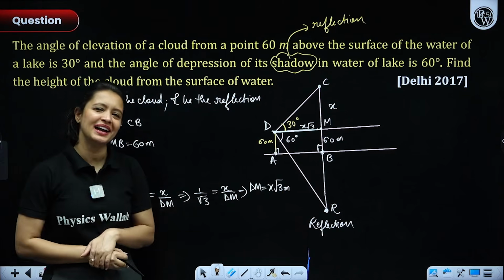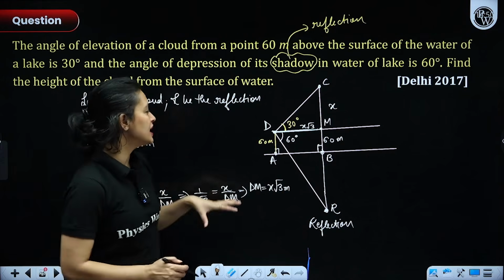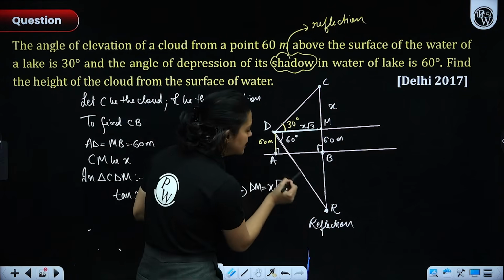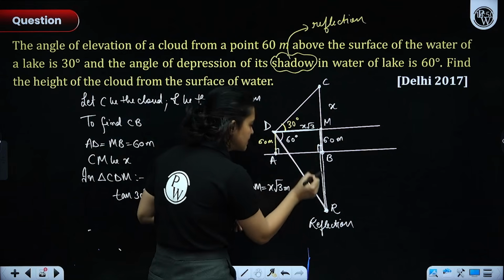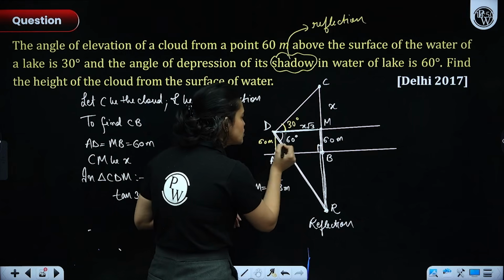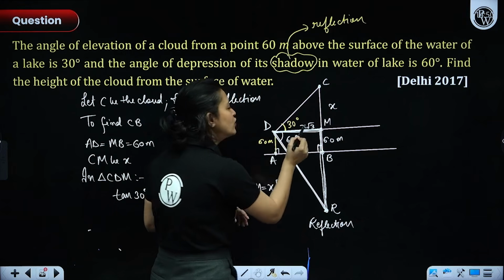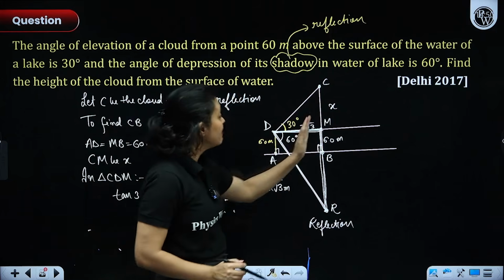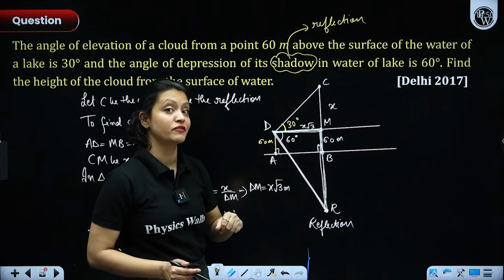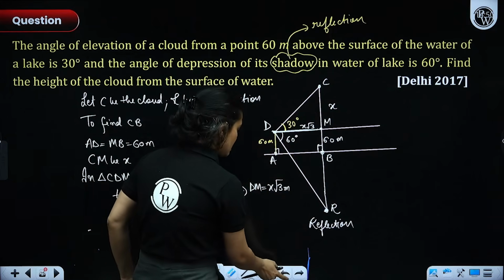Why did I do that? Why did I figure this out? Because now I'll be working in this triangle here. Now in this triangle, I have the value of DM in terms of X. I will figure out the value of MR also in terms of X. How? Let's see. Chalo.